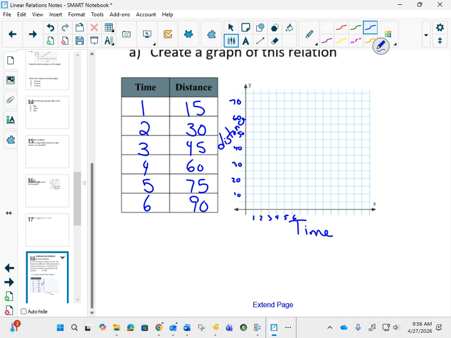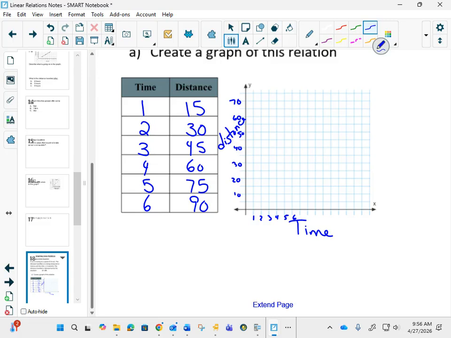For my distance, I'm going to go by 5s. So 5, 10, 15, 20, but I'm just going to label every other one, and I'm going to see which ones I can graph here. So when drawing your graph, again, the first one's along your x-axis, that's time. The second one, distance, is on your y-axis. You need to create a scale, and it needs to be spaced out equally.